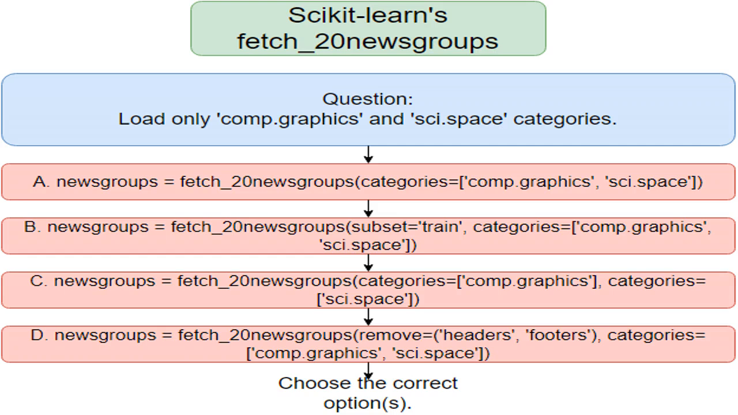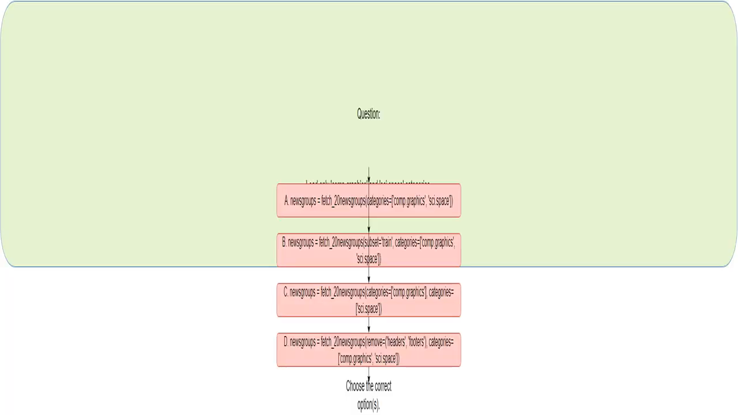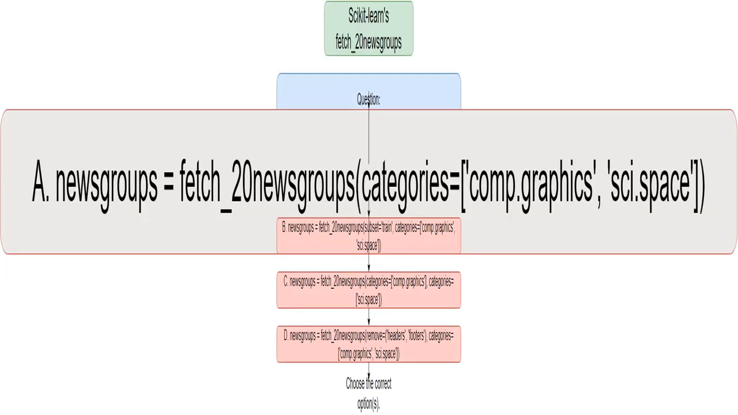I'm using the function from the Sklearn library. This function lets me download a dataset of text messages from 20 different newsgroups. The goal is to download only messages from specific newsgroups: comp, graphics, and space. I need to figure out how to tell the function to do this. This line of code is perfect. I'm directly telling the function to only include the comp, graphics, and space categories using the categories parameter, which takes a list of category names. That's exactly what we need.